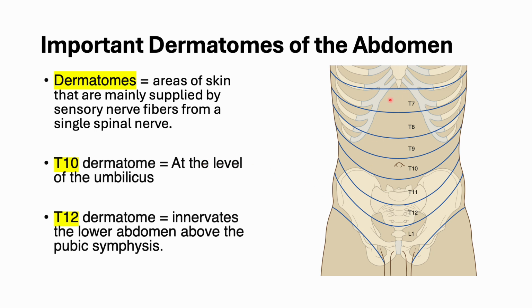As you can see here, a super important dermatome is T10, and people say you can think of the 0 in 10 as reminding you of an umbilicus, because that is going to be your sensory nerve fibers from spinal nerve T10 at the level of the umbilicus. And then you have T12, which you can see around here, and that will innervate the lower abdomen right above the pubic symphysis.